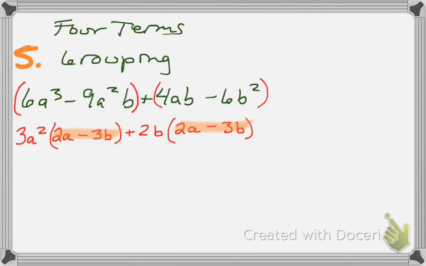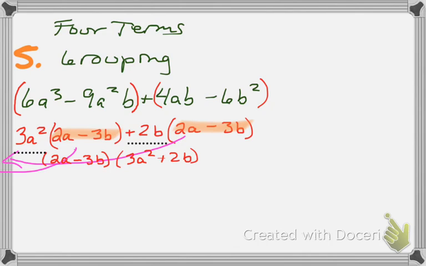So now what we're going to do is move that parentheses out front. We're going to factor the parentheses out of the polynomial. Okay, so we're going to write that out front. And when I move that out, what's left? 3A squared plus 2B. And that is the answer.